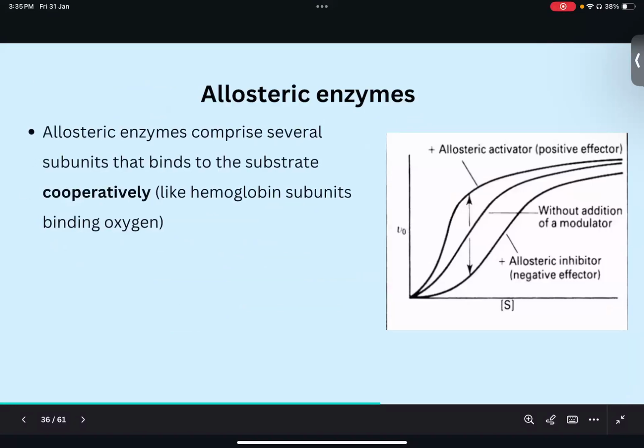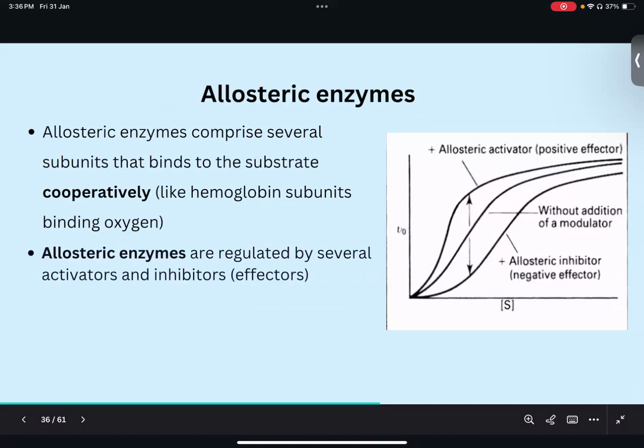Allosteric enzymes comprise several subunits that bind to substrate cooperatively. What do we mean by cooperatively? It means the allosteric enzyme does not only have one active site for the substrate; it has multiple active sites. For example, let's take hemoglobin. It has four subunits, four oxygen binding sites, right? When the first oxygen binds to hemoglobin, it finds it very hard to bind. But once it binds, it makes it easier for the second oxygen molecule to bind to the hemoglobin.